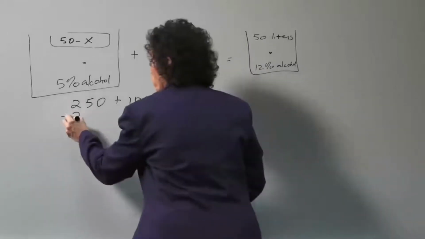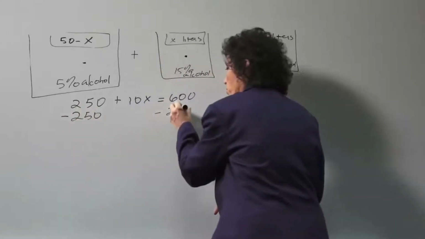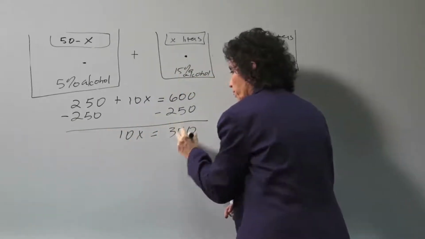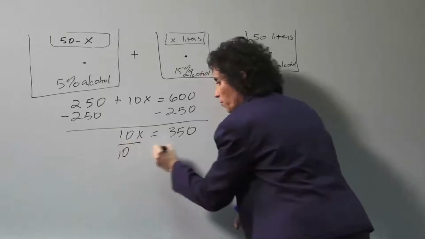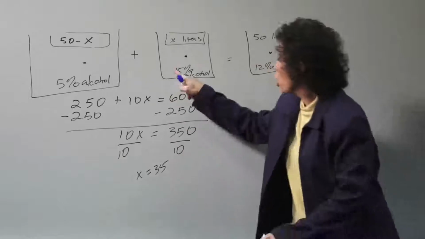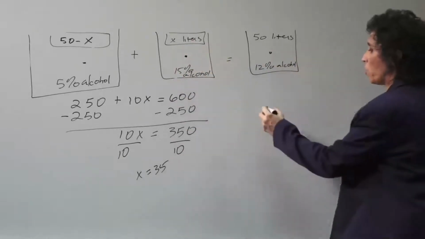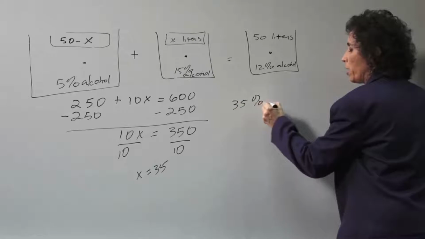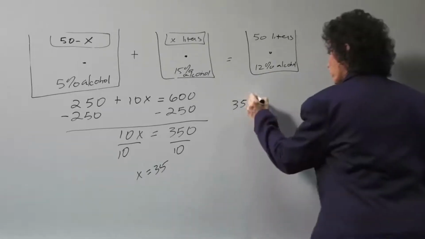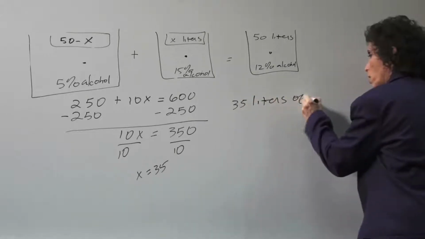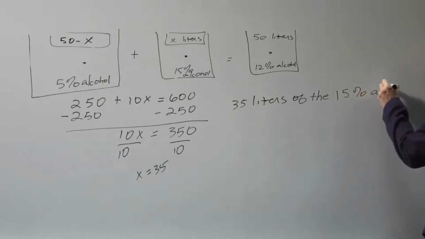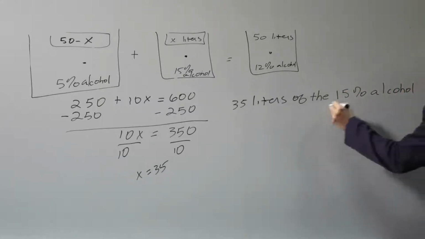So I'm going to subtract 250. Now look, I get to divide by 10 in a minute. That's easy. That makes my day. 10x equals 350. Okay, divide by 10. Divide by 10. X equals 35. What is 35? 35 liters of the 15% alcohol solution.